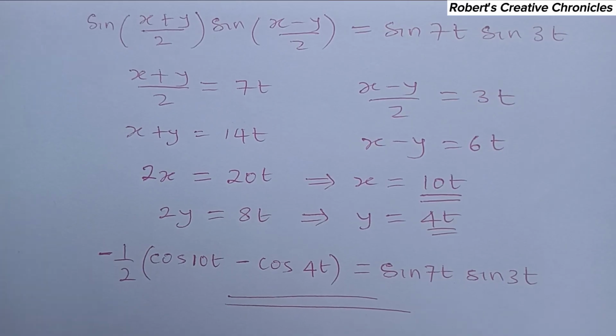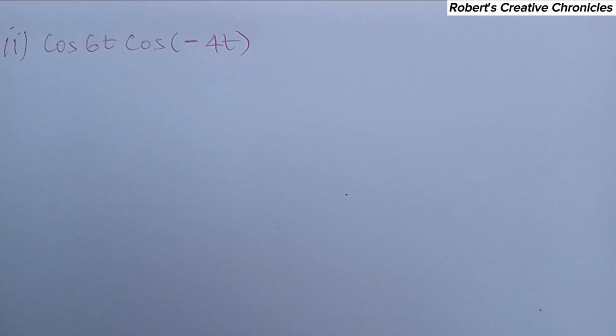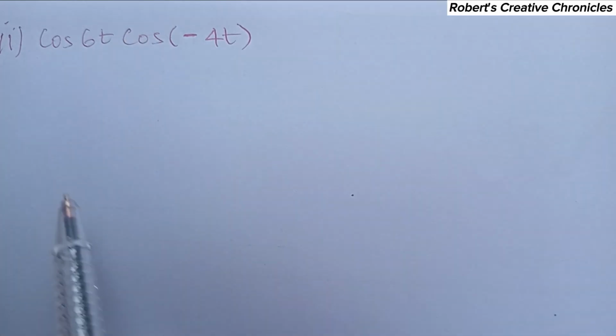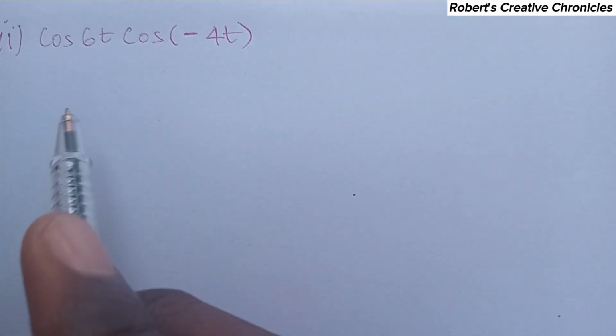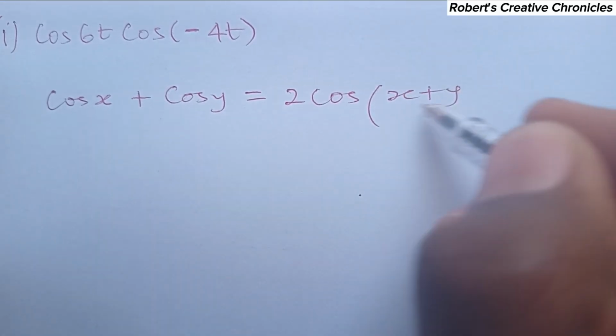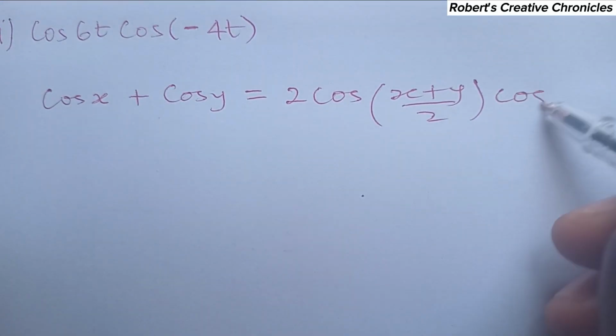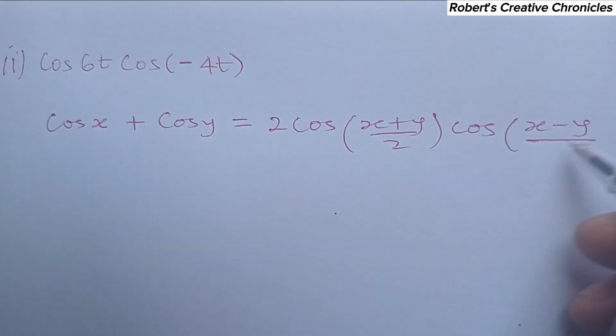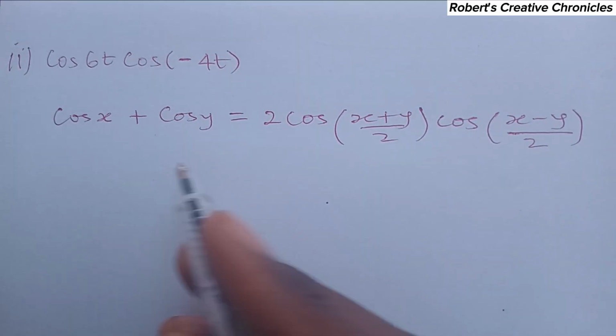So now let's move to the second part. You find the factor formula that has cos and cos multiplying together. So the factor formula is this: cos x plus cos y equals 2 cos (x plus y)/2 cos (x minus y)/2. So now let's rearrange this.